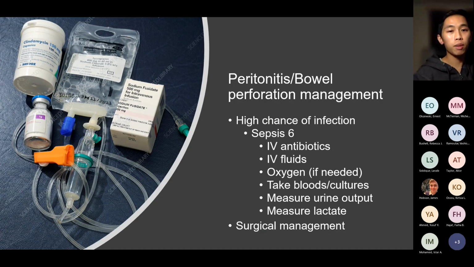And in terms of the management of a peritonitis or a bowel perforation, they can become septic very, very quickly. So we need to activate the sepsis 6 protocol, and part of that is measuring his lactate. So we want to give IV antibiotics, IV fluids, oxygen if he needs it, take blood cultures, and measure his urine output, and refer him to the surgeons as soon as possible for definitive management of the bowel obstruction.